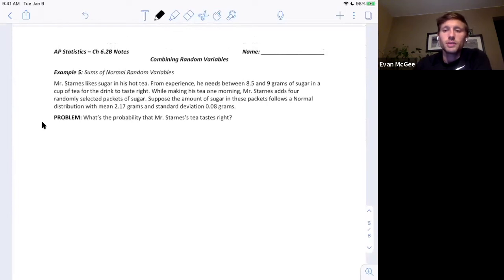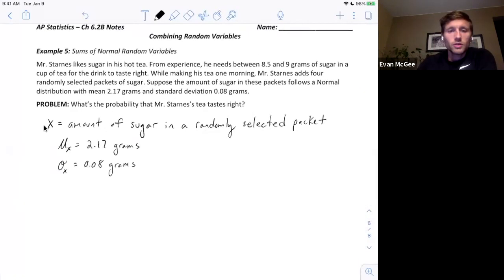Suppose the amount of sugar in these packets follows a normal distribution with a mean of 2.17 grams and a standard deviation of 0.08 grams. What's the probability that Mr. Starnes' tea tastes right? So first, let's identify what our random variable is. We have packets of sugar, and we'll call those X. So X represents the amount of sugar in a randomly selected packet. The mean is 2.17 grams and the standard deviation is 0.08.